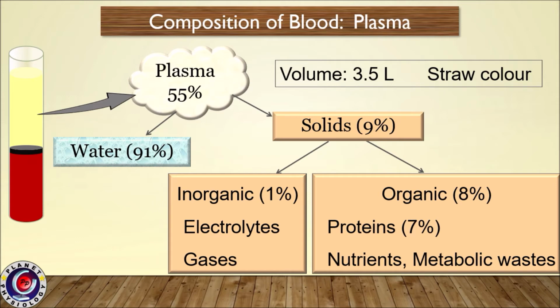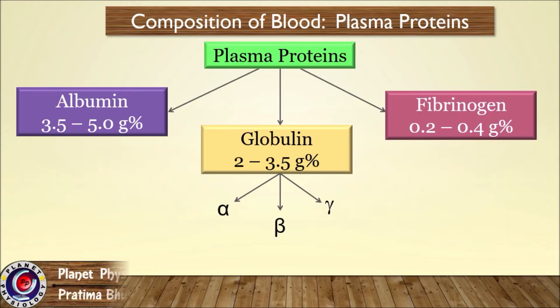Organic components constitute 8% and out of that 7% is proteins. These proteins are collectively called plasma proteins, and 1% will be other organic constituents like nutrients, glucose, fatty acids, amino acids as well as metabolic waste like urea, uric acid, creatine, etc. Coming to the plasma proteins, there are three important proteins in the plasma: albumin, globulin and fibrinogen.